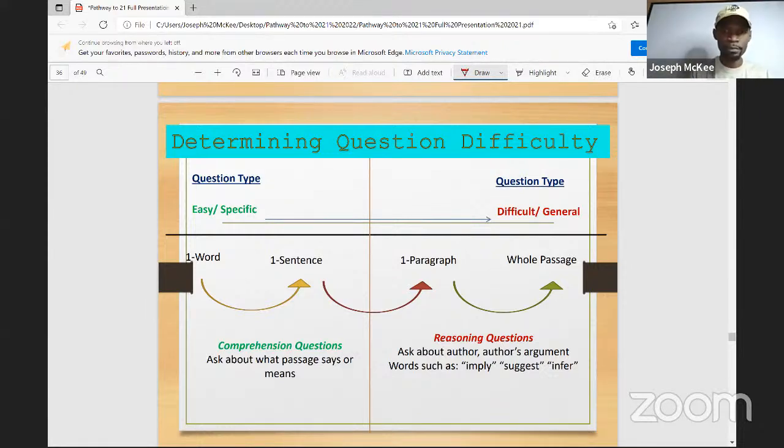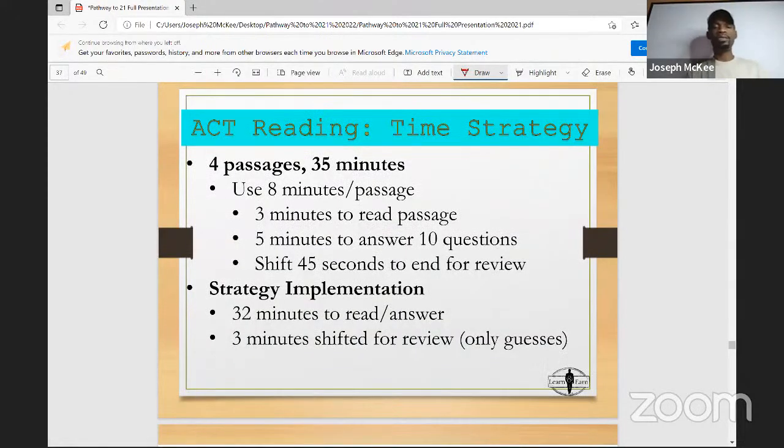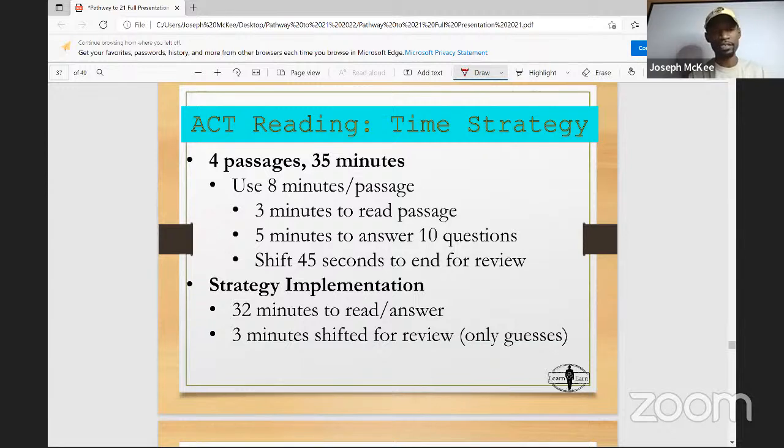And if we can do that, then we're in a position to get a 21. So how do you do this? You only have 35 minutes to read those 4 passages and answer those 40 questions. So that's about 8 minutes and 45 seconds.